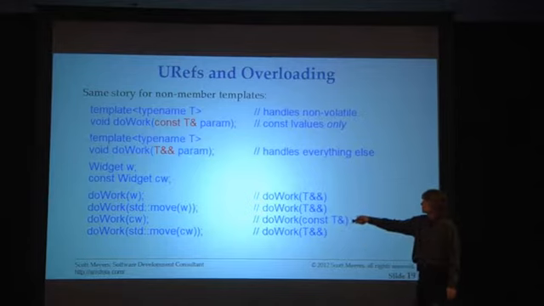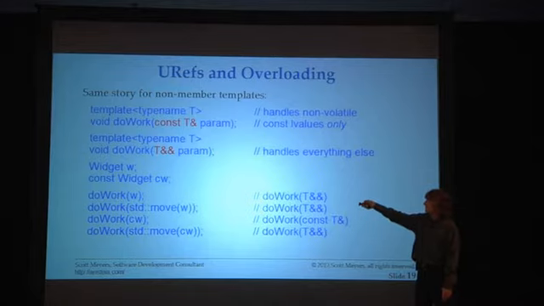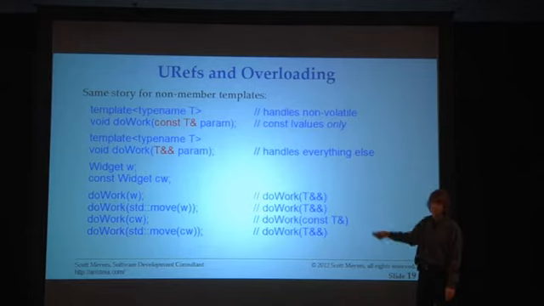So, doWork of W, this is an L value, but it will end up calling this template. This is an R value, it will call this template. This is a const L value, it will call this template. And the const R value will again call this template.